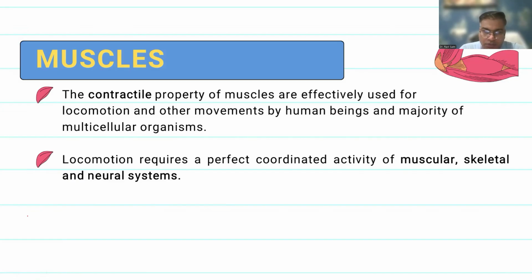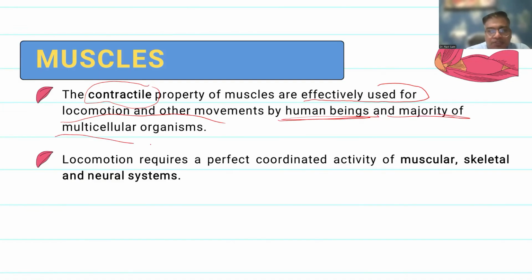Our today's discussion is about muscles. Muscles are those types of tissue which have a property of contraction. This contractile property is very important, and it is effectively used for locomotion and other movements by human beings and the majority of multicellular organisms.